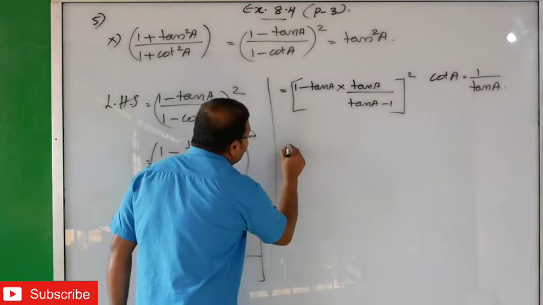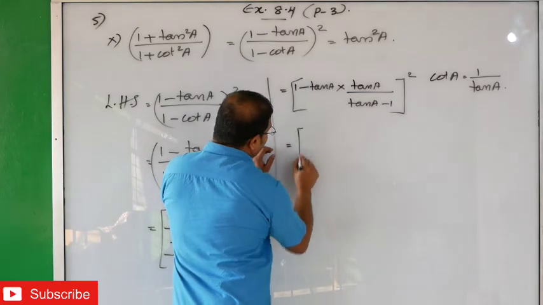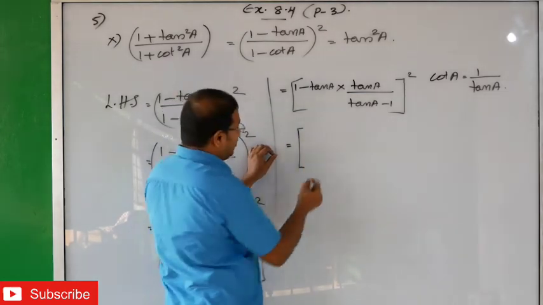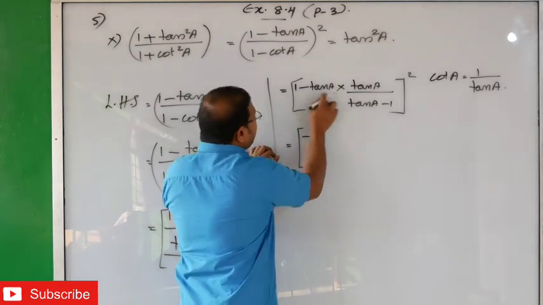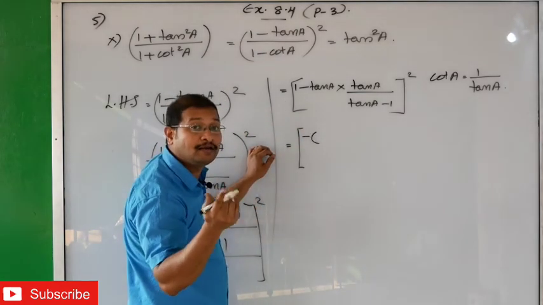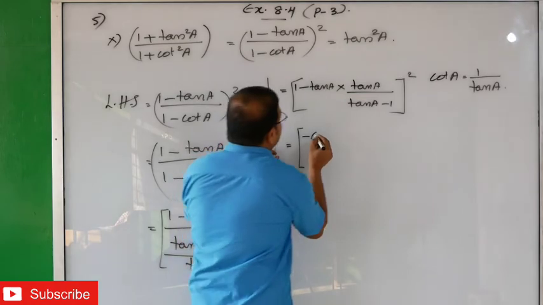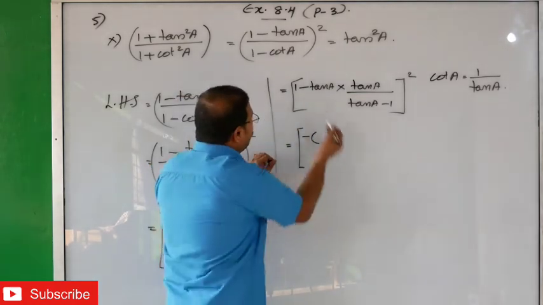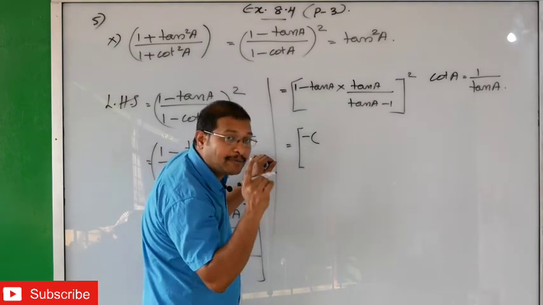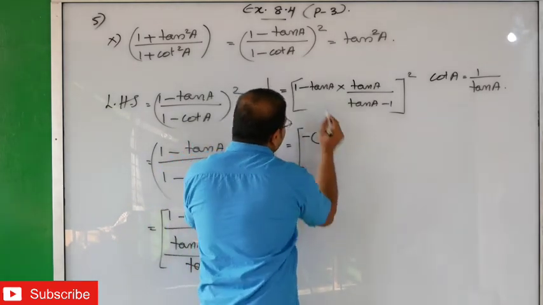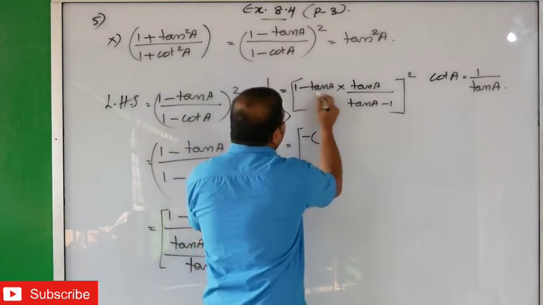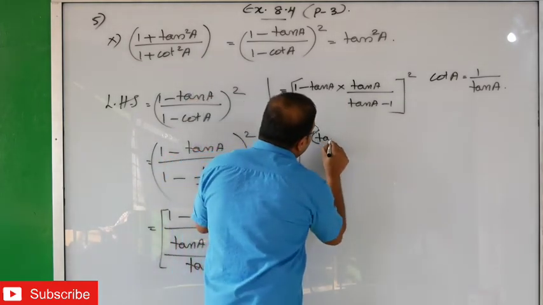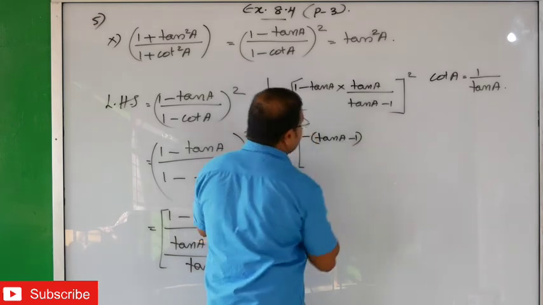Ready? This equals. Now, what you do means 1 minus tan A. I am going to take minus outside. Minus into 1 minus tan A. If I take minus, what will happen? It will become plus. That means if I take minus outside, 1 minus tan A becomes tan A minus 1. Because 1 will be minus and the minus tan A become positive. That means tan A minus 1.